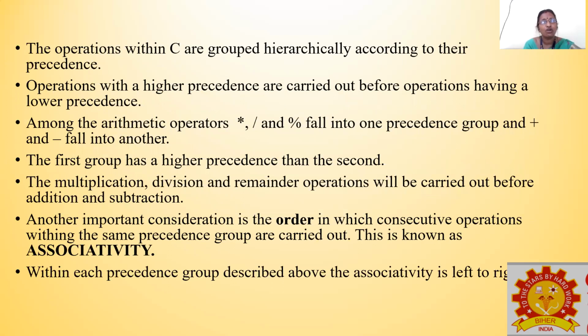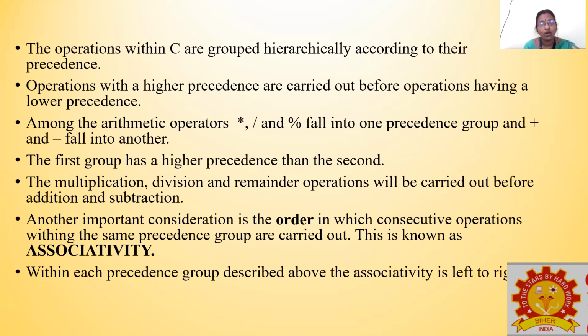The operations within C are grouped hierarchically according to their precedence. Operations with a higher precedence are carried out before operations having a lower precedence. Among the arithmetic operators, multiplication, division, and modulus fall into one precedence group, and addition and subtraction fall into another. The first group has a higher precedence than the second. The point to remember is that multiplication, division, and remainder operations will be carried out before addition and subtraction.